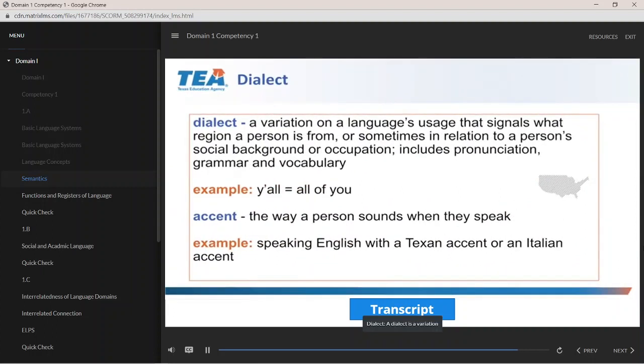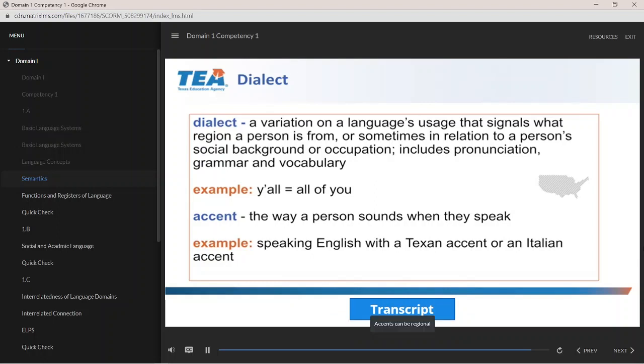Dialect. A dialect is a variation on a language's usage that signals what region a person is from, or sometimes in relation to a person's social background or occupation. An example would be the contraction y'all, which may mean the same as the phrase all of you in a different dialect. An accent is how a person sounds when they speak a language.